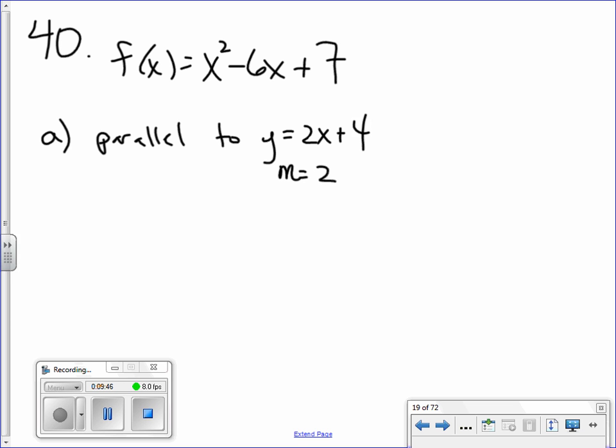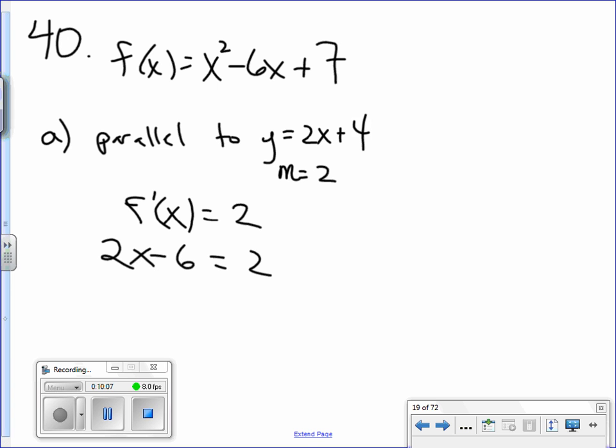How do I get the slope of the tangent line? The derivative. So if we want it to be parallel to this line, we want the derivative, the slope of the tangent line, to equal the slope of this given line. And what is the derivative? 2x minus 6. So when we add 6 to both sides and we divide by 2, what do we get?